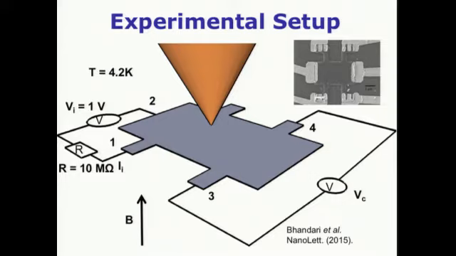So in the experiment, what we do is the magnetic focusing measurement, the standard transport measurement, while we have a tip on top scanned at a constant height, just like I described earlier. And we hope to see the flow of electrons in this device using this technique.